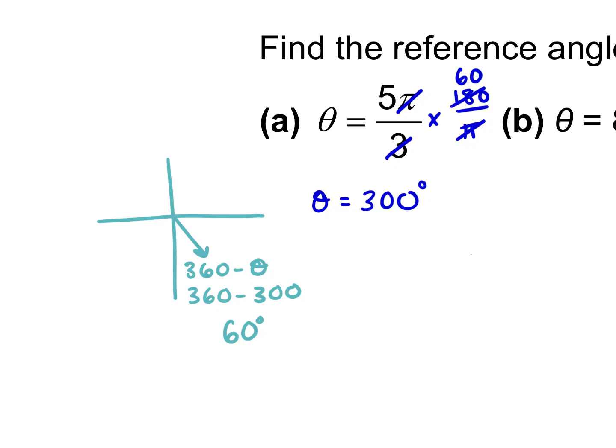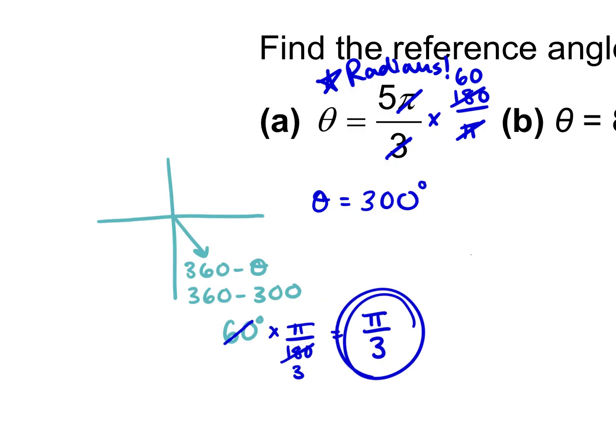Now this is our answer for a reference angle, but if our question is in radians, the answer also has to be in radians. So we have to convert it back to radians. So I'm going to multiply by pi over 180 to convert it back. So 60 goes into 180 how many times? 3. So this would be pi over 3. So this would be our reference angle.